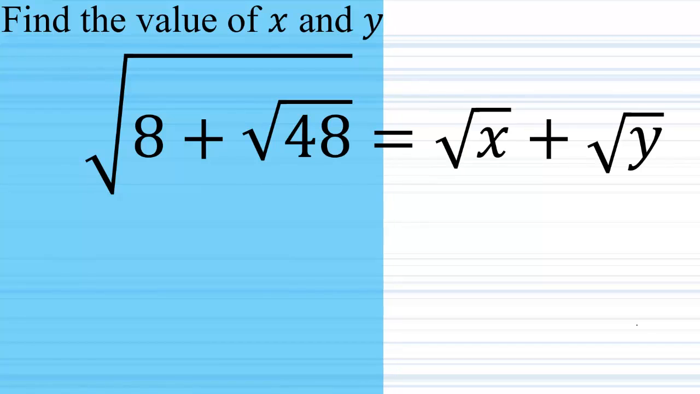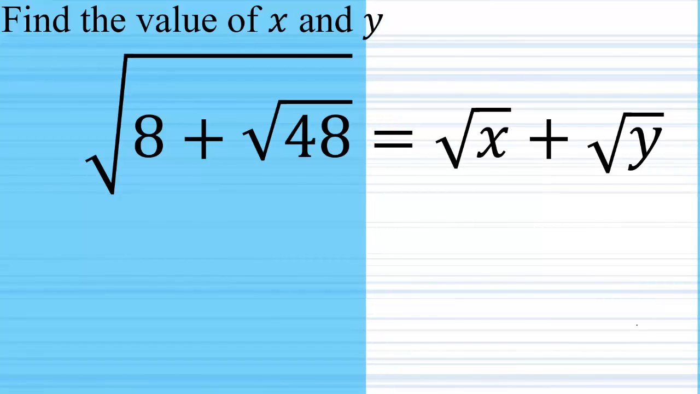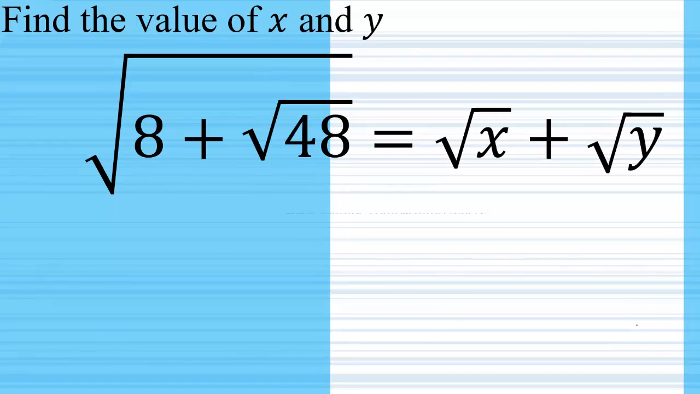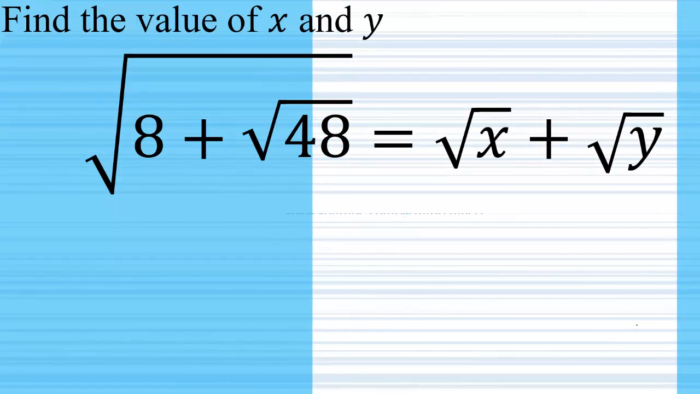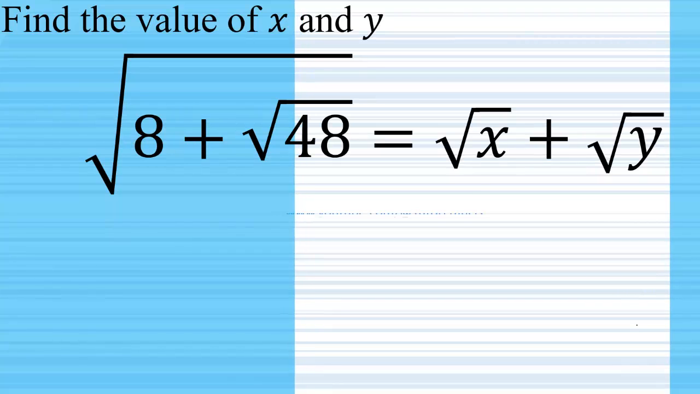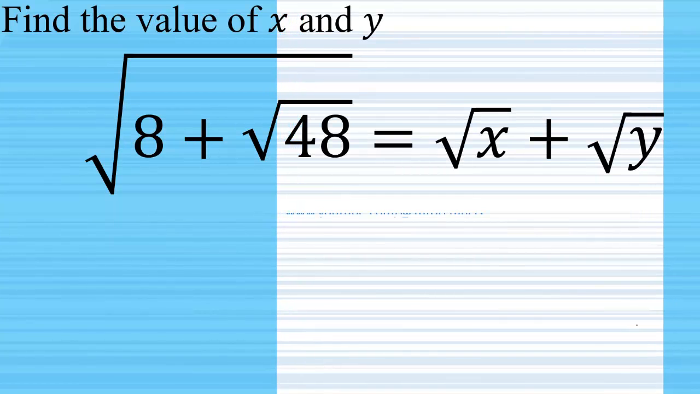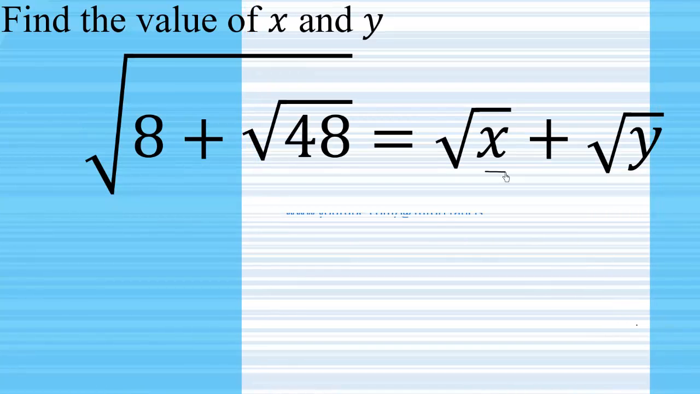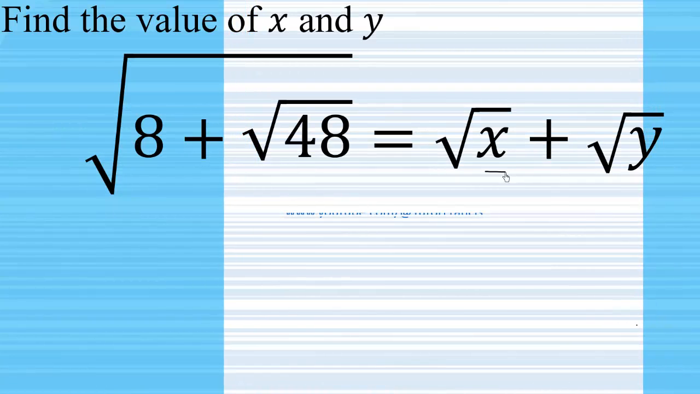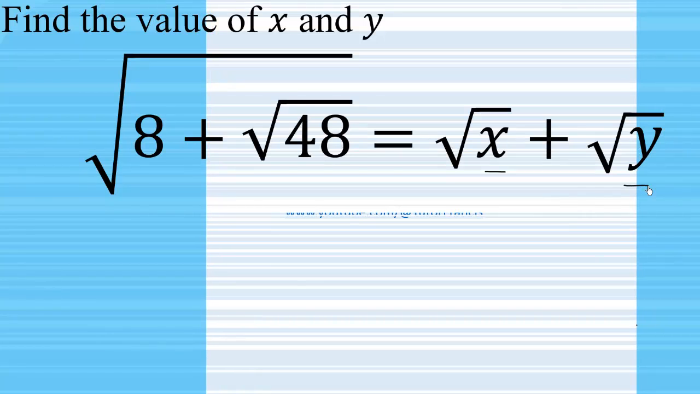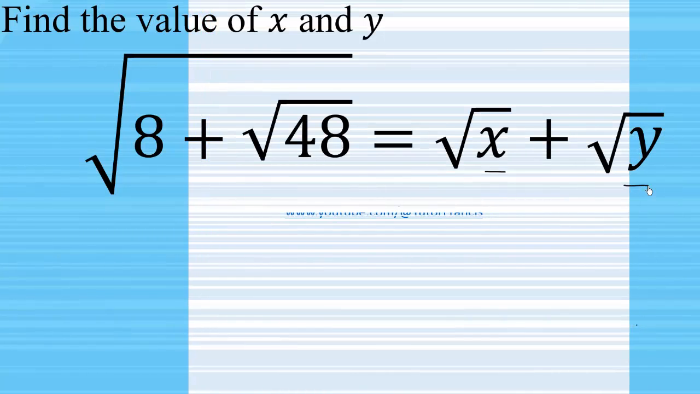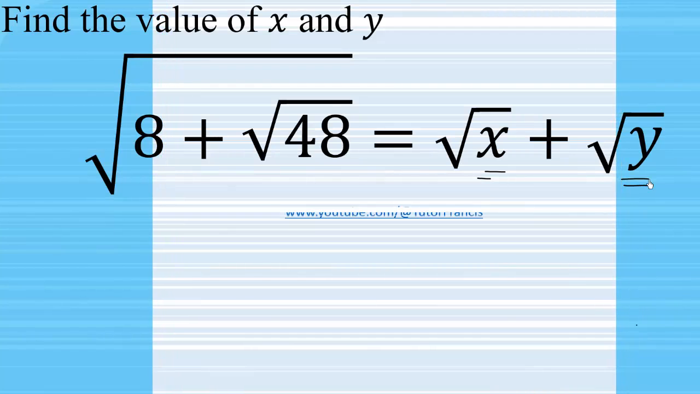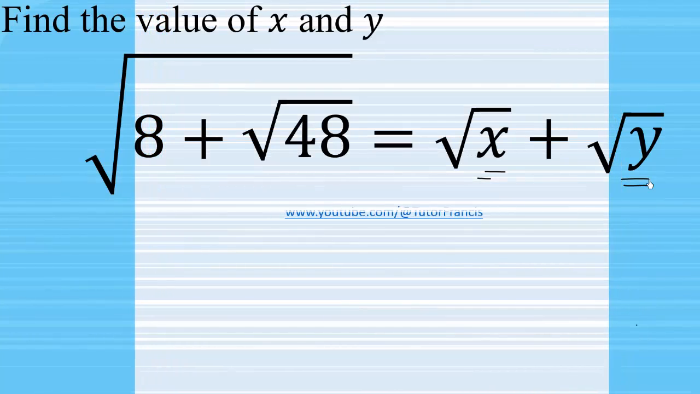Welcome. We have this radical equation here, the square root of 8 plus square root of 48 under the square root. And it is giving us the square root of a number x plus the square root of another number y. Now we want to find the value of these numbers, x and y. How do we go about that?